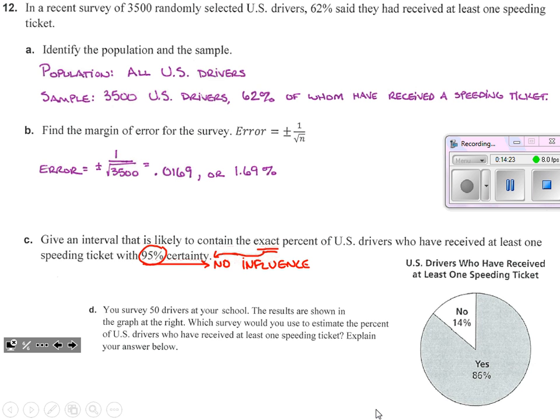Okay, they say 62%. Based on that sample size, we know 1.69% is our margin of error. We are simply going to subtract that from 62 and add that to 62. That gives us the lower and upper edges of our range.